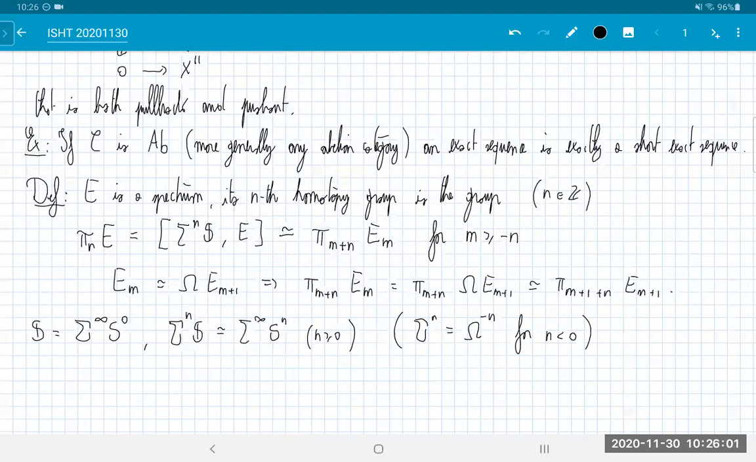And note that these are all abelian groups, because you can take m greater or equal than 2 minus n, for example. So I can write it as a remark: pi n E, for example pi 2 E_{m-2}, is an abelian group. It has a canonical abelian group structure.